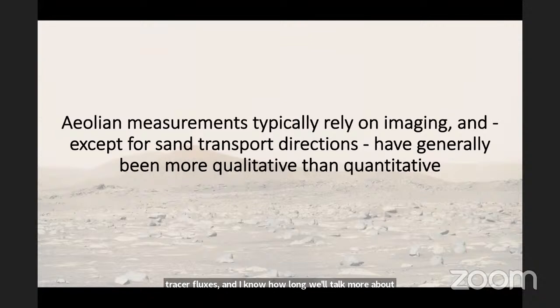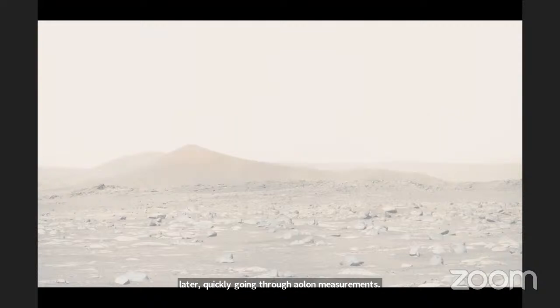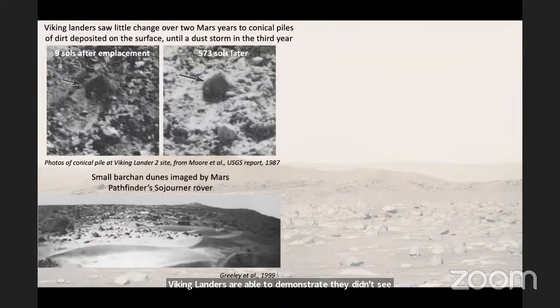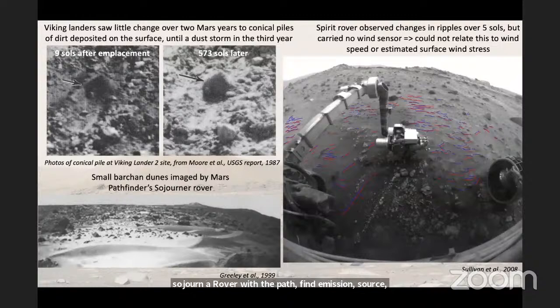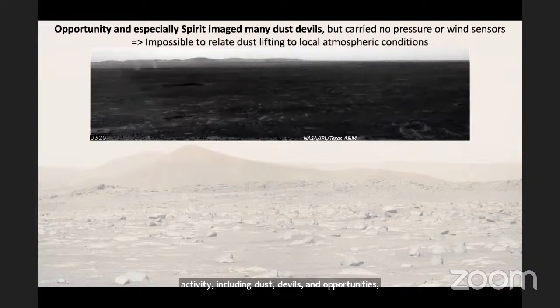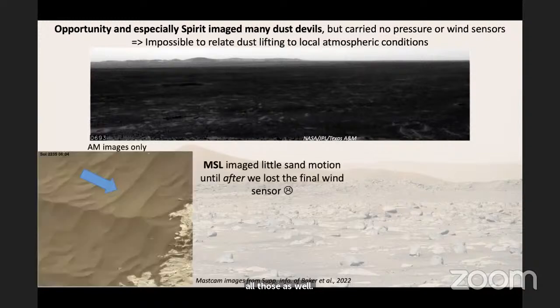Quickly going through aeolian measurements, these have typically relied on imaging, and so they've generally been more qualitative than quantitative. The Viking landers were able to demonstrate they didn't see much change except during a dust storm. The Sojourner rover with the Pathfinder mission saw some nice dunes. Spirit rover saw some changes in ripples, and a lot of aeolian activity, including dust devils, and Opportunity saw those as well, but sadly had no wind sensors or pressure sensors. So they couldn't really relate that to atmospheric conditions.